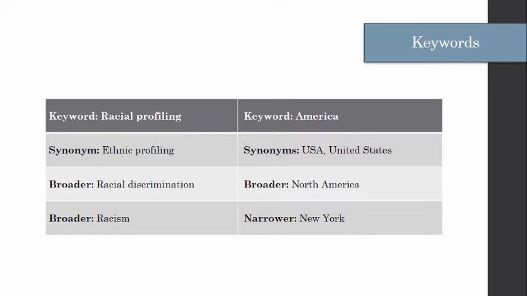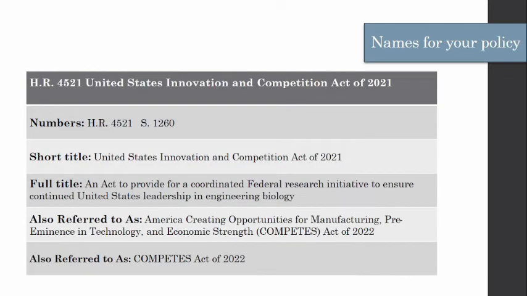So in this case, we use examples like a broader term would be racial discrimination or racism. For America, we could also refer to United States or USA. The exact word you use is the exact word the database is going to find for you, so it's important to be specific and careful with the words we choose.